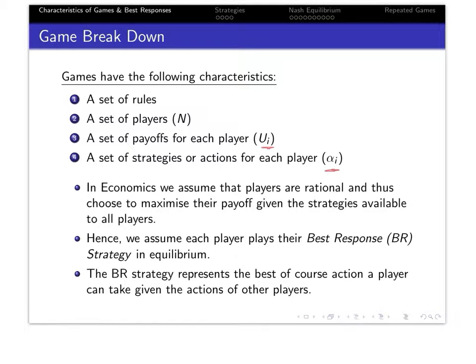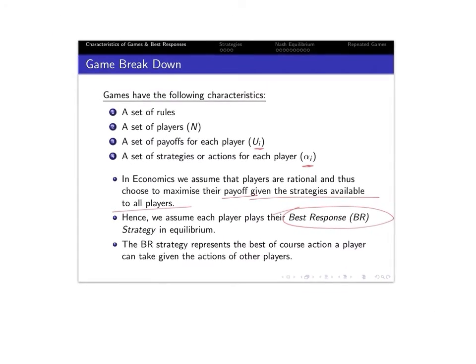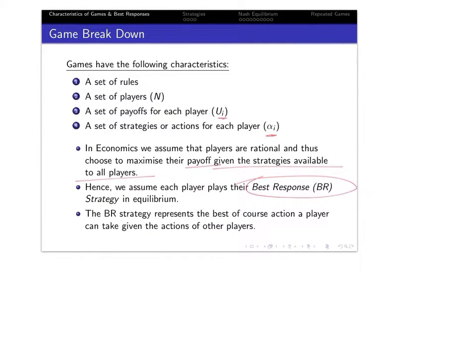In economics, we assume that players are rational and thus choose to maximize their payoff given the strategies available to all players. Hence, we assume that each player plays their best response strategy in equilibrium. That's a concept that you'll become very familiar with by the end of the course. The best response strategy represents the best course of action a player can take given actions available to all of the players.